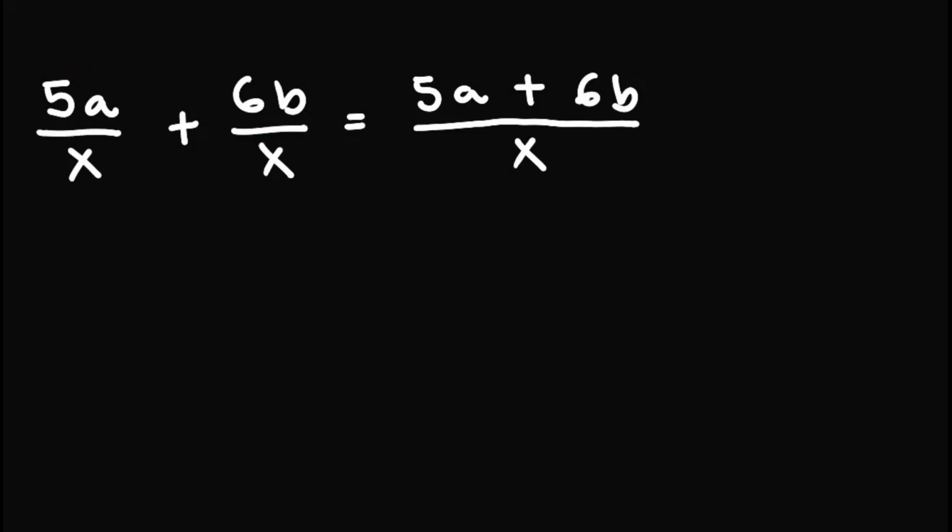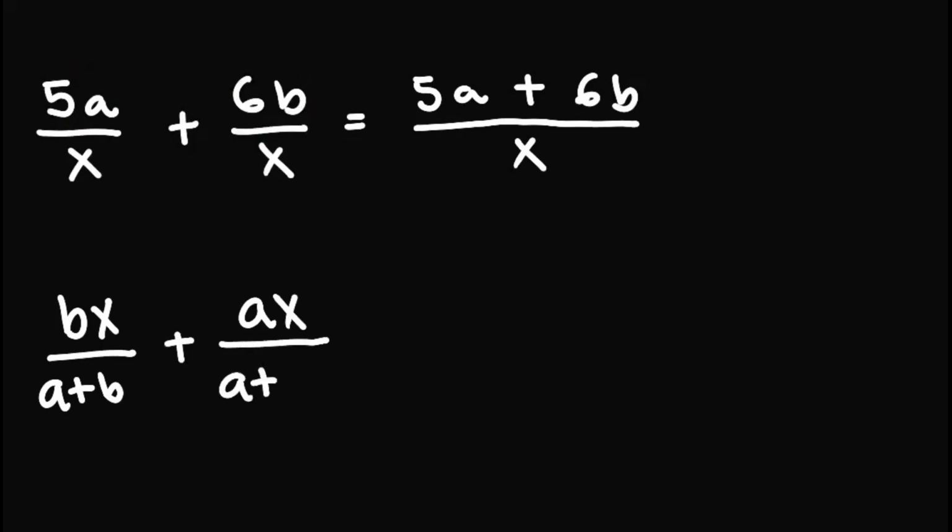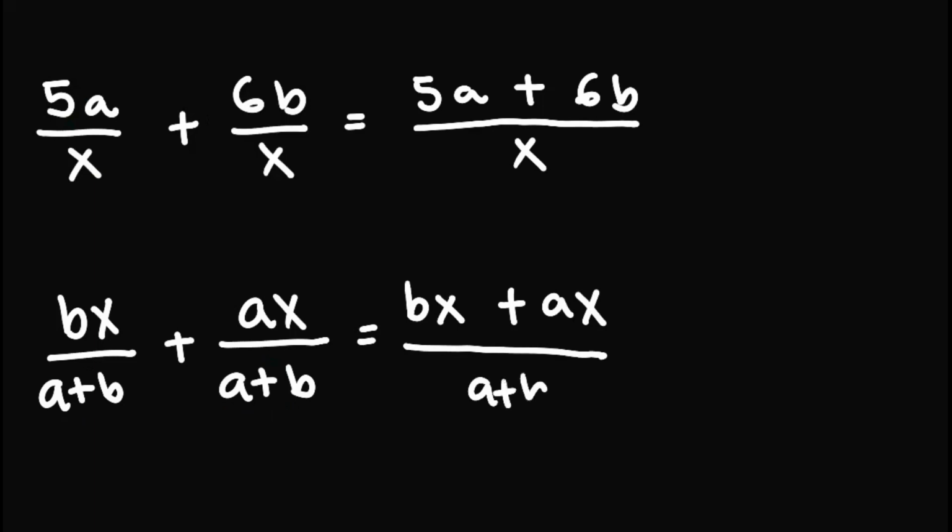Let's have this next example. Let's have bx all over a plus b plus ax all over a plus b. Again, since the denominator is the same, we simply add these numerators. So we'll have bx plus ax all over a plus b. Is this the final answer? Not yet, since observe that we can actually factor out the x out here.